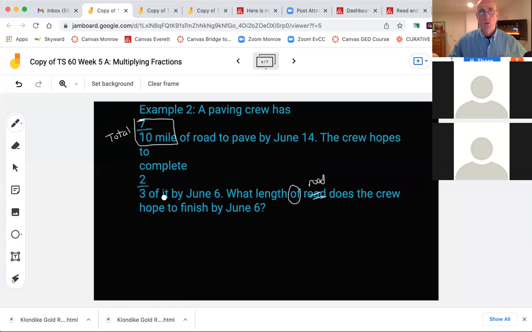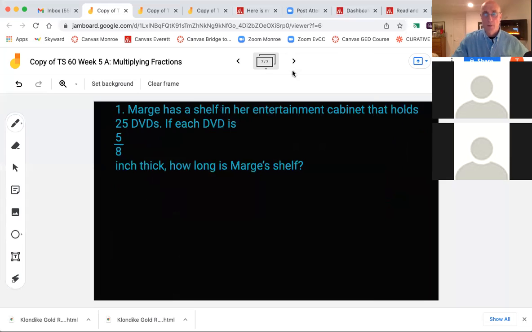2/3 of it. You see that word "of" again? Of it. What's the it? It's this total here. So it's really saying 7/10 times 2/3. Because 2/3 of is times, like we said before. That's the idea, we're doing times. And then at this point, I would just do my math. So that illustrates it with a story problem: taking the numbers and putting them on your paper.